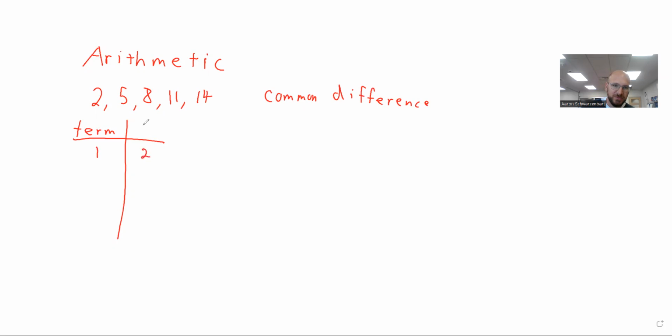Term 1 is 2. Term 2 is 5. Term 3 is 8. Term 4 is 11. I'm not writing this correctly. Term 4 is 11. And term 5 is 14. Okay. I can graph this.